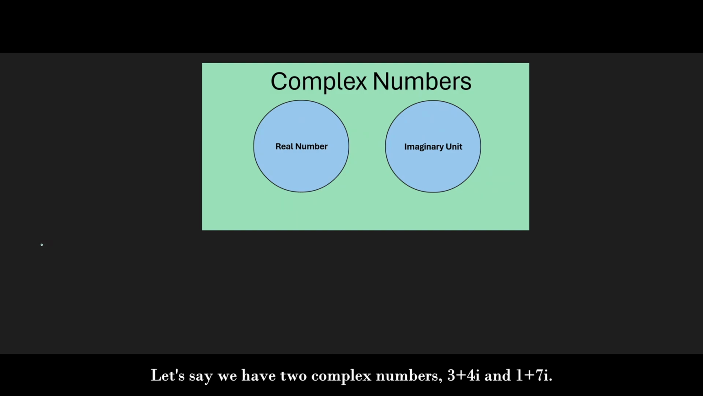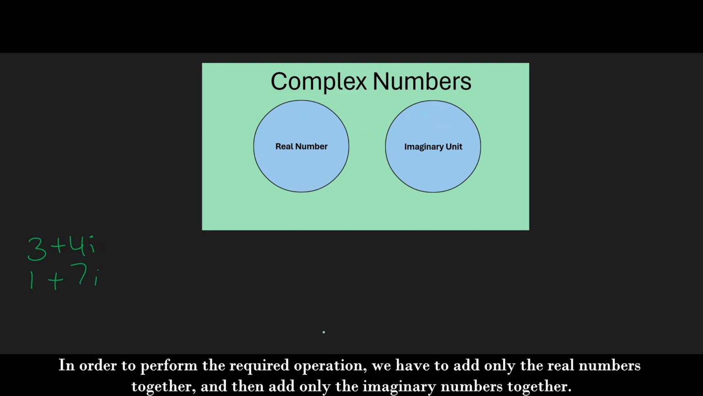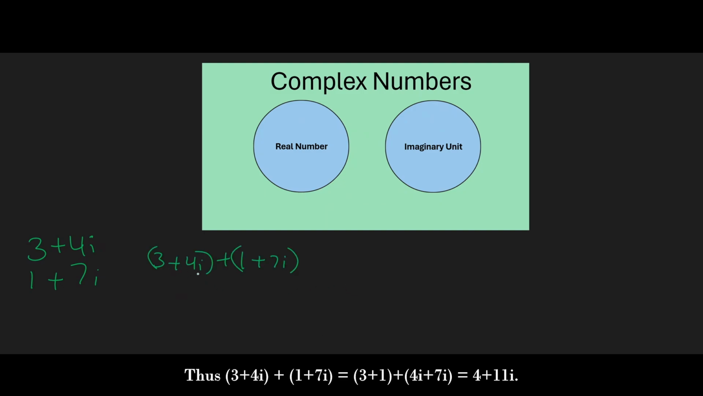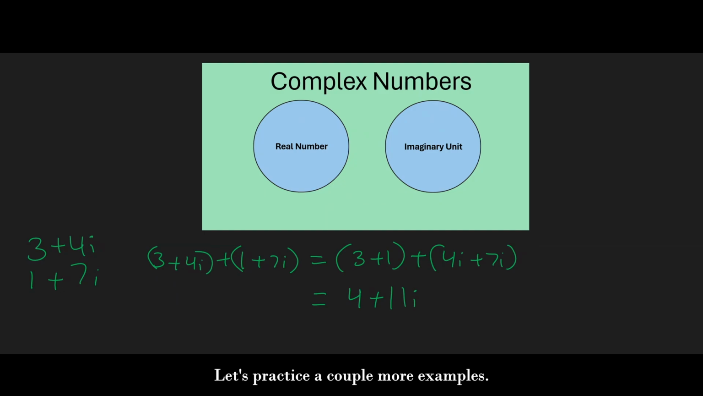Let's say we have two complex numbers, 3 plus 4i and 1 plus 7i. In order to perform the required operation, we have to add only the real numbers together and then add only the imaginary numbers together. Thus, 3 plus 4i plus 1 plus 7i equals 3 plus 1 plus 4i plus 7i, which simplifies as 4 plus 11i. Let's practice a couple more examples.